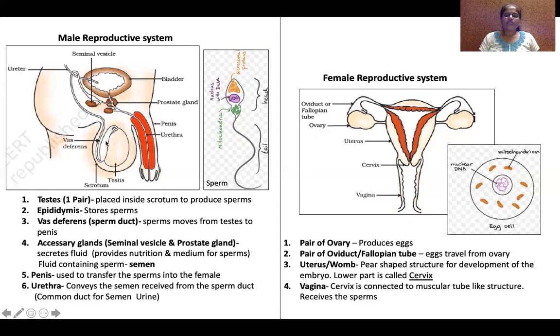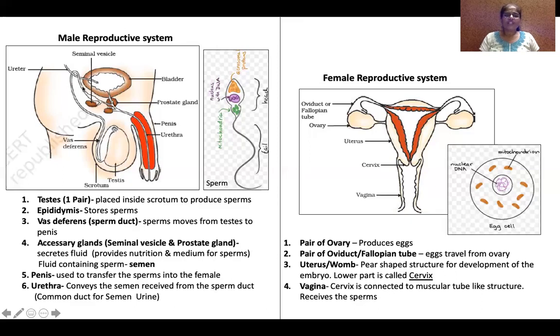Here, the sperms are stored and become mature. Sperms get matured in this region. Then the sperms move through this duct, the sperm duct or vas deferens. This is a channel called the vas deferens, through which sperms move.